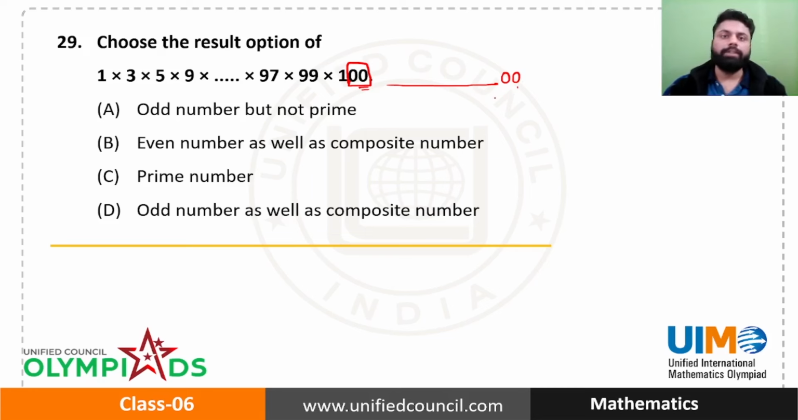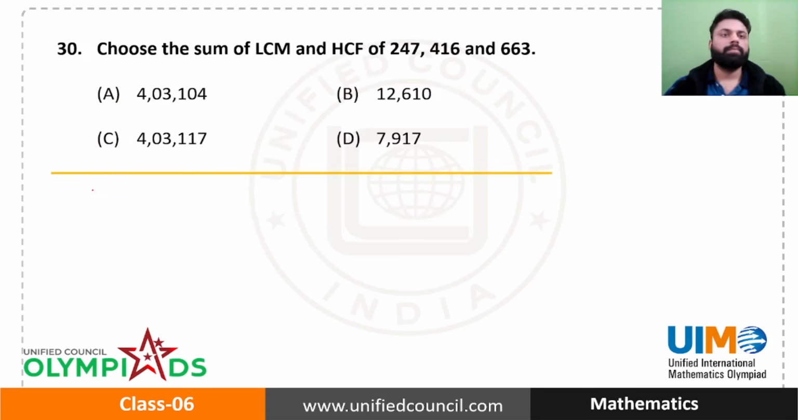So if we are having 0, this is not an odd number. It is an even number as well as a composite number. Prime number, no. Odd number as well as composite, no. B option is the correct answer.